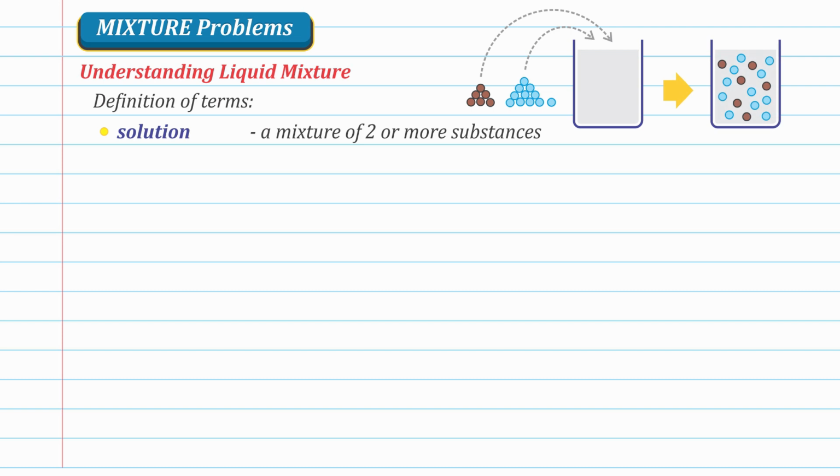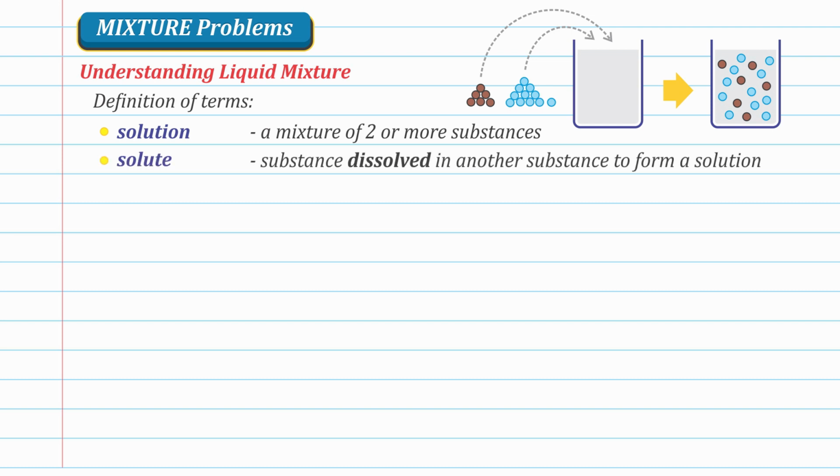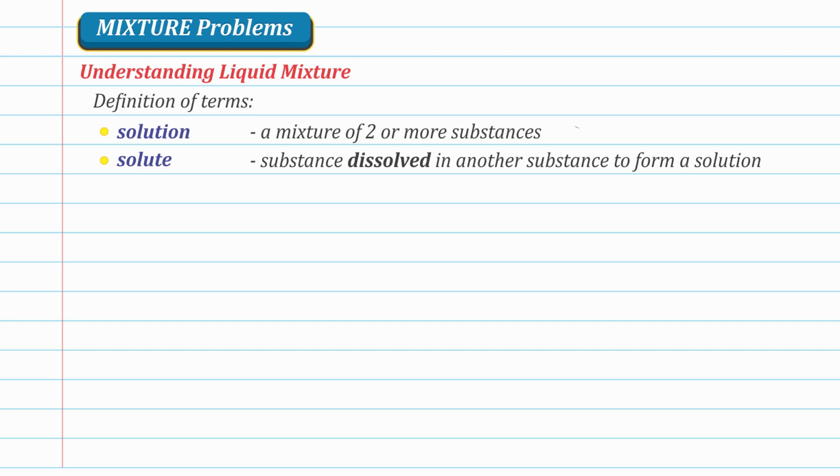Now, a solution has several parts. The first one is called a solute. It's actually a substance dissolved in another substance to form a solution. Now, going back to our coffee mix here, we actually have two solutes. We dissolved coffee granules and sugar in water. Thus, they are both solutes in this mixture. Problem-solving questions, however, usually focus on only one solute.